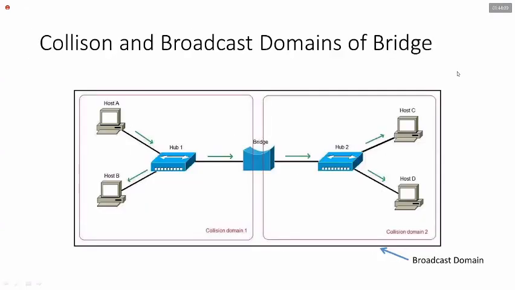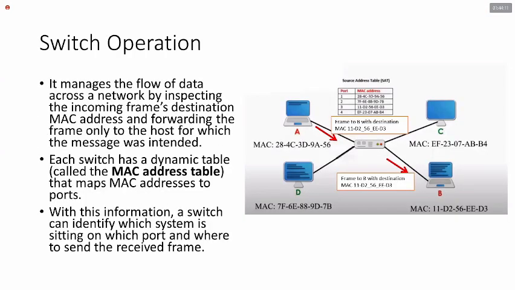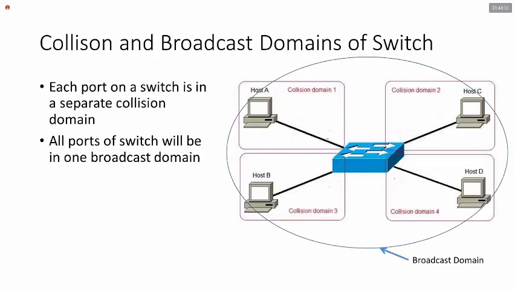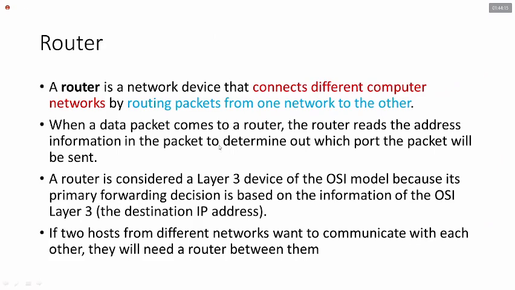To look at the final destination address, you need layer 3 intelligence, right? So the router is considered a layer 3 device because it makes decisions looking at the destination IP address, where this should go finally. IP address is what we talk about in layer 3. If two hosts from two different networks want to communicate with each other, they will need a router between them, right? For example, now I told you that previous example, right?